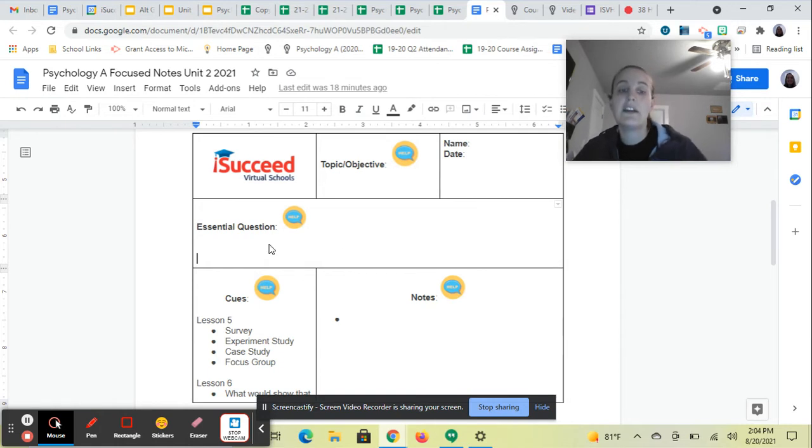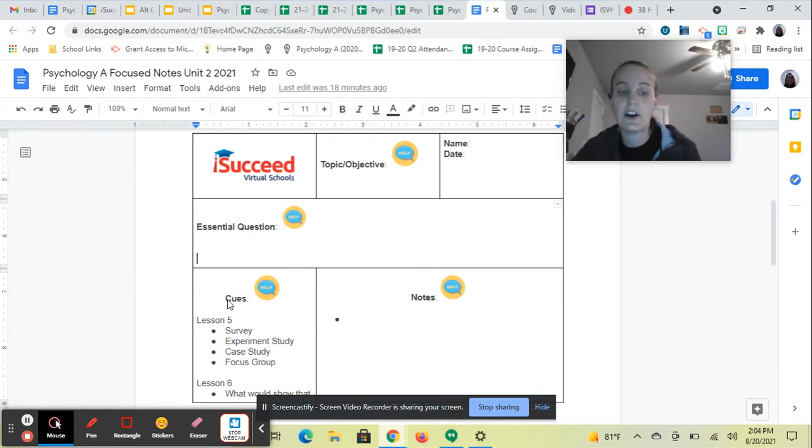And one tip, if you're ever working on your focus notes assignments and you're just like, man, I can't remember what the essential question means. Like, what is that again? You can click on these little help buttons and it'll give you a reminder of what those things are. So kind of a helpful resource.